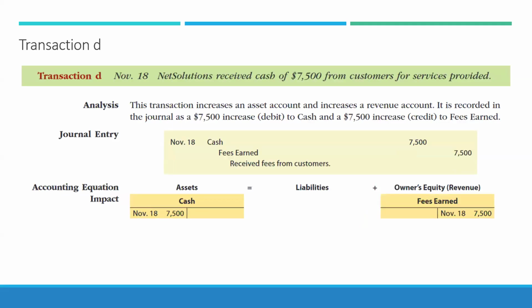Net Solutions received cash for services provided. So cash would be the debit because cash is going up, and then it would be on the left side. And then on the right side of the T account, also the credit would be the 7,500 for the fees earned because the revenue is going up. That's an owner's equity account that makes owner's equity go up, so that's a credit.